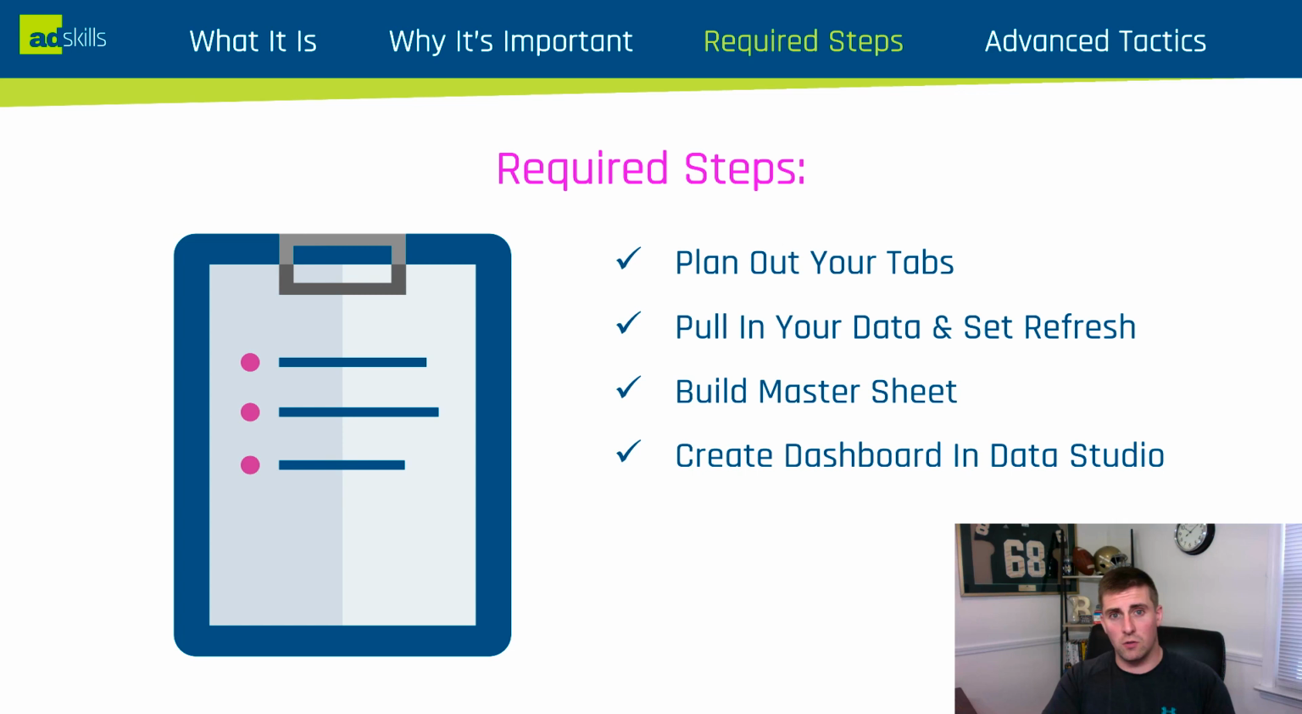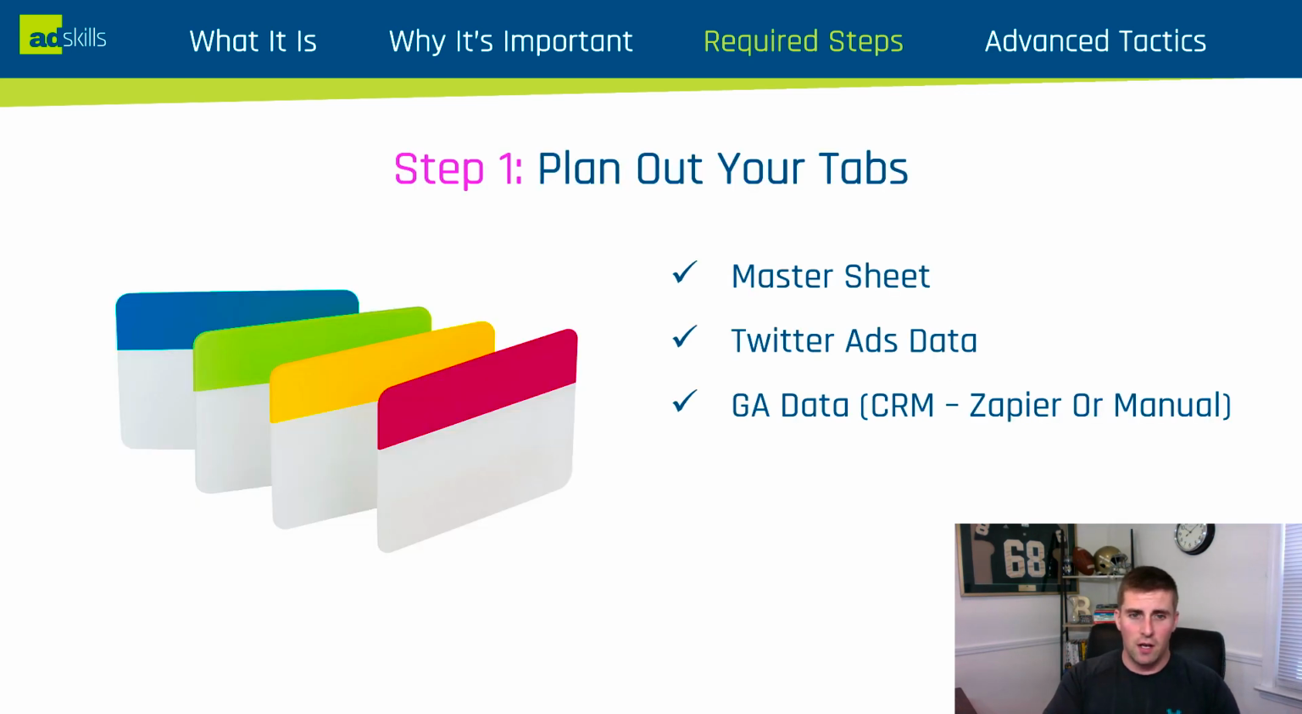I'll kind of talk about what we're going to do. We'll head over there and do it, and then we'll come back. So step number 1, planning out your tabs. You're going to have 3 tabs inside of this first document: a master sheet, a Twitter ads data sheet, and a Google Analytics data sheet. Or if you can use CRM data instead of Google Analytics, you can use Zapier, or you can manually upload the data into your spreadsheets.